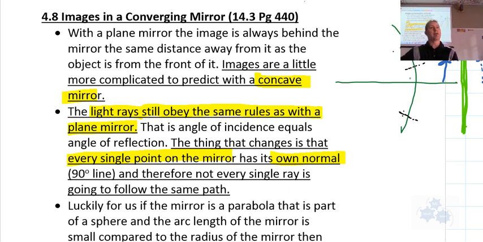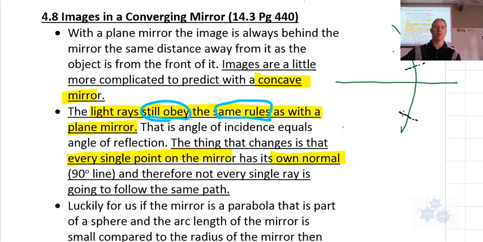Well, with the curved mirrors, we get images that are distorted a bit. So it's not quite like this situation. With a plane mirror, the image is always behind the mirror the same distance away. So that's what we just talked about. Images are a little more complicated with a concave mirror. Now this is important though. The light rays still obey the same rules. They still obey the same rules as with a plane mirror. That is, the angle of incidence always equals the angle of reflection.